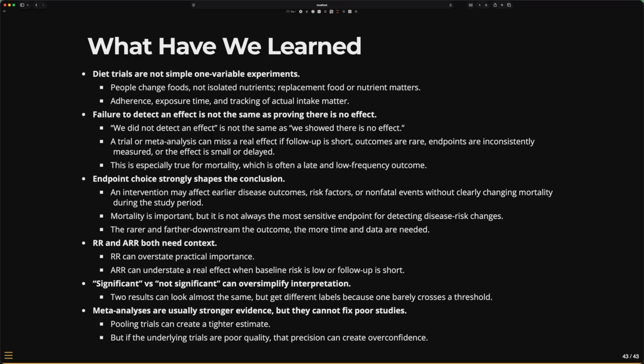And the big one here is meta-analyses are usually stronger evidence, but they can't fix poor studies. If you're really looking at a meta-analysis of something very important to you, you should always at least open a few of the studies that are included in it to get an idea of what they look like, I would say. Makes sense.